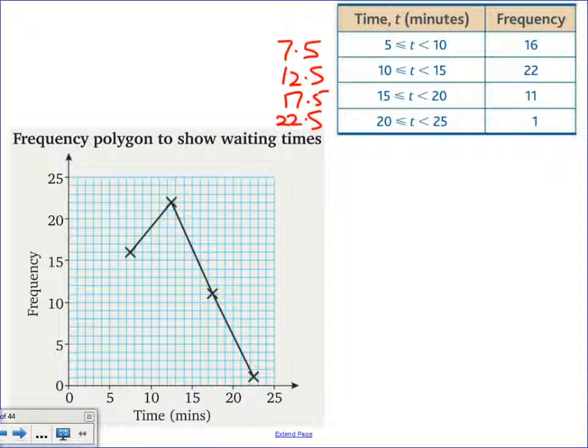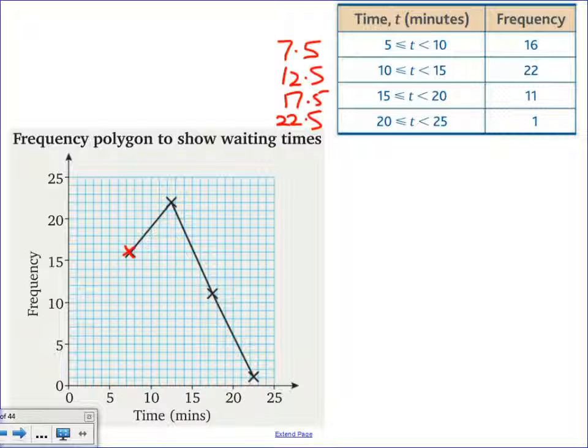So I put my time across the bottom, 5 minutes, 10, 15, 20, 25, and I put my number of passengers that were late for each of those times on my y-axis, my frequency. So if I go to my first bit of data, 16 people, so I go up to 16, against 7.5 minutes. So I put my cross there, 16 against 7.5. 22 is against 12.5.